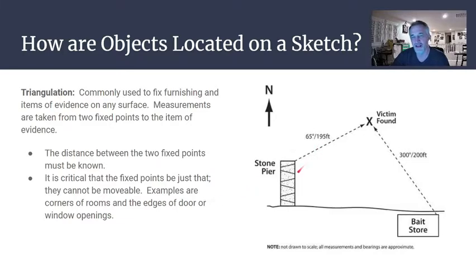In this case, they have a stone pier that's not going to move in the corner of like a bait store. And what they can do is they can say, okay, well, we don't have anywhere where we can set up a nice straight baseline somewhere. So what they can do is they can say from the corner of this stone pier, and now you got to have directionality, it's 195 feet at 65 degrees. And then from the corner of the bait store, it's 200 feet at 300 degrees.